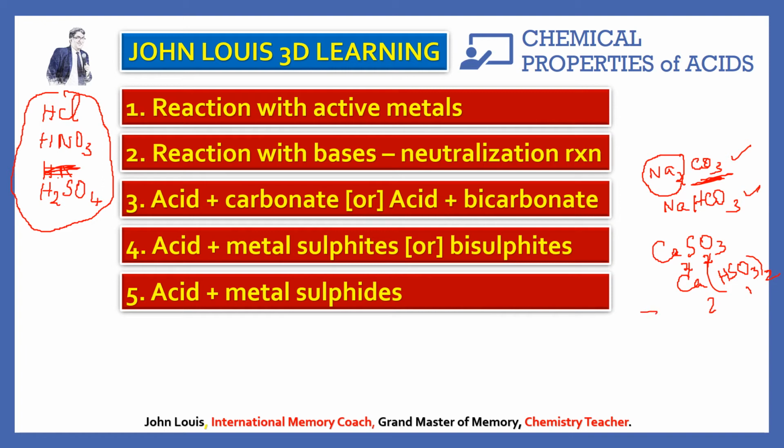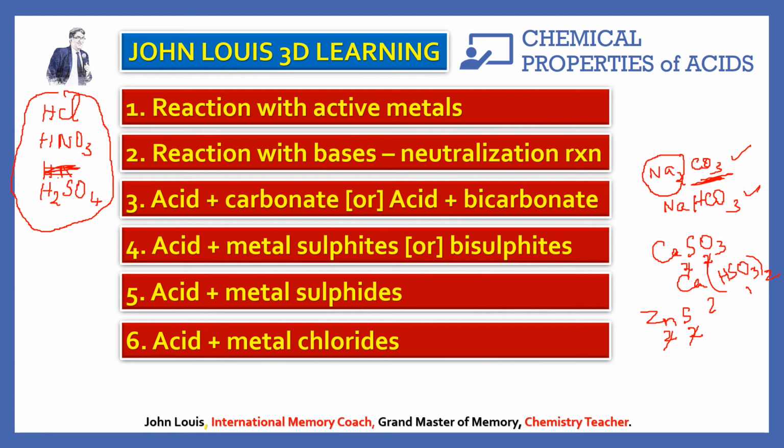Okay, so fifth property is acid plus metal sulfides. For example, zinc sulfide, this is metal sulfide, zinc valency is 2, sulfide valency is also 2, therefore ZnS. How these 3 acids will react with zinc sulfide? That's what we are going to see in detail.